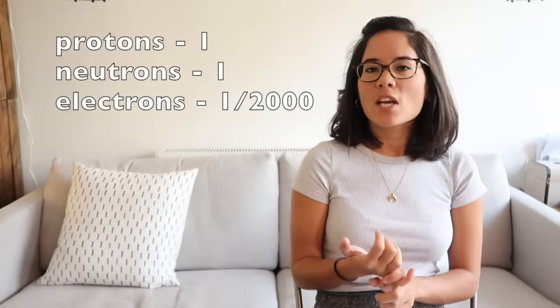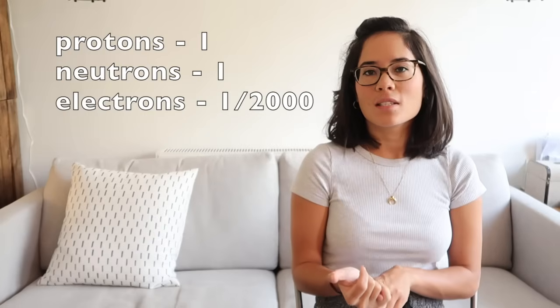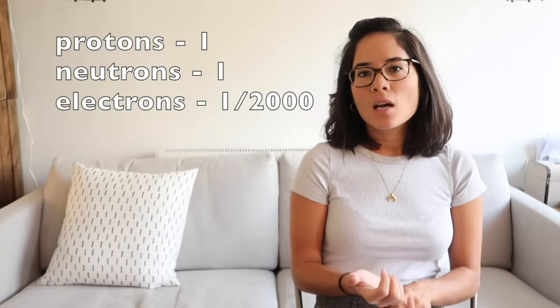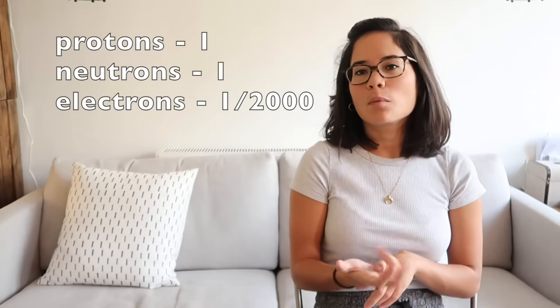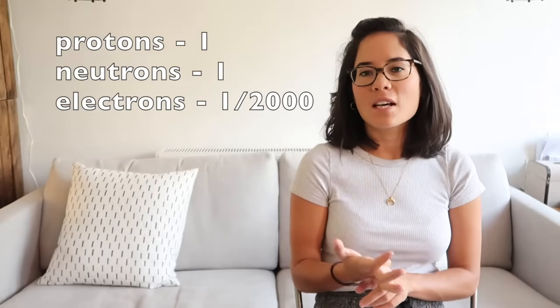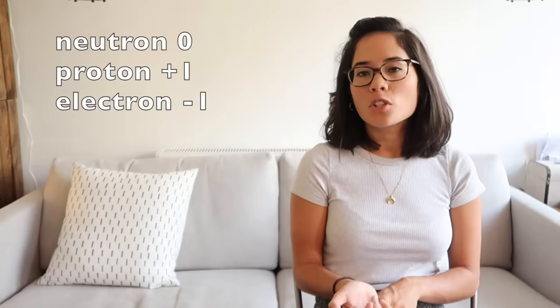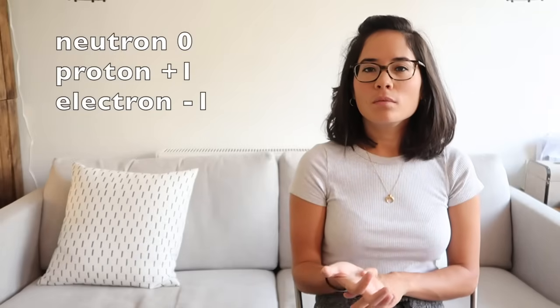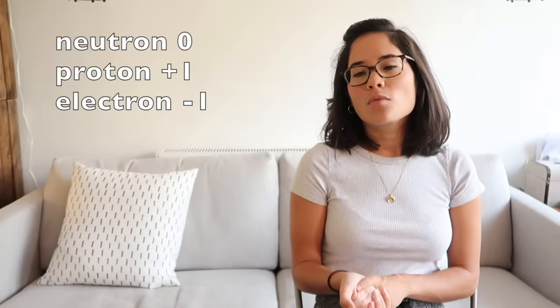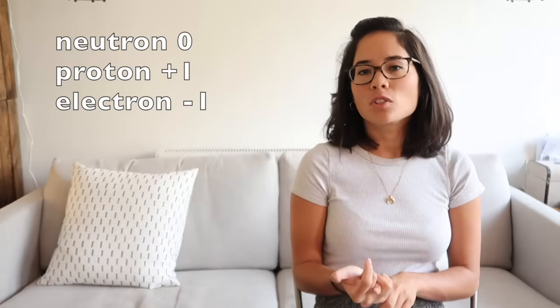So let's compare the masses and charges of protons, neutrons and electrons. Protons and neutrons both have a mass of 1, so they're much heavier than electrons, and that's why we say most of the mass is found in the nucleus of an atom. An electron has a much smaller mass, and different sources will say different things, but I tend to say that it has a mass of 1 divided by 2000, so a very small number indeed. Looking at the charges now, a neutron has no charge because it is neutral. A proton has a positive 1 charge, and an electron has a -1 charge.